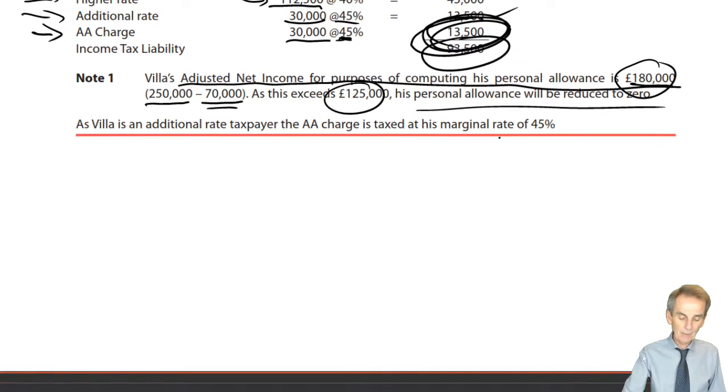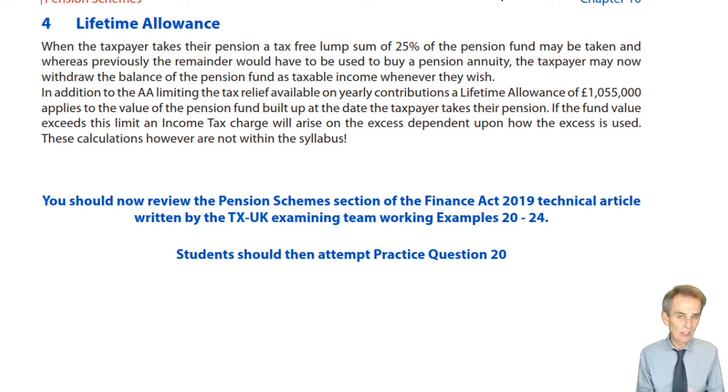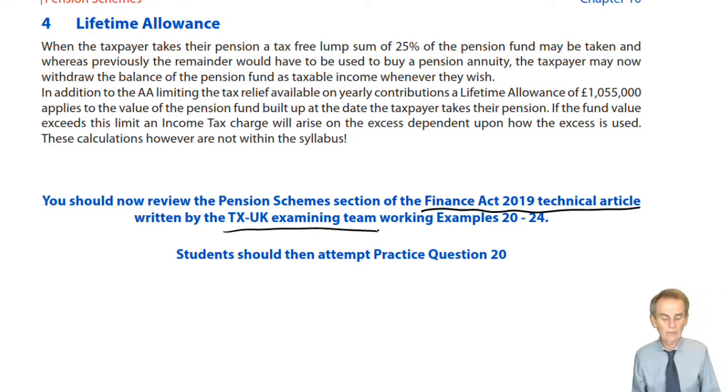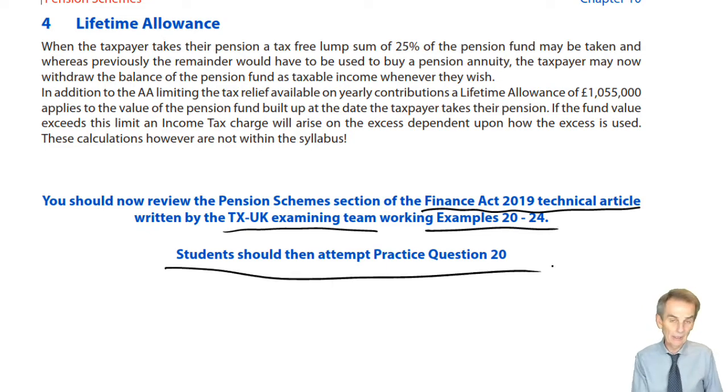Okay, based on that, as is so often the case, referenced here at the end of these chapters, you go to the Finance Act 2019 technical article written by our exam team, and you'll find a number of examples in there to further practice. Again, some 5 examples, 20 through to 24 there. Plenty of practice for you to have a go at. Make sure you work those before you go any further. What you can then also do, or you can do this one first if you like, is attempt practice question 20 at the back of these notes.